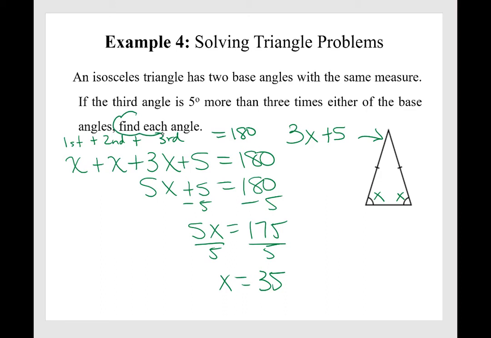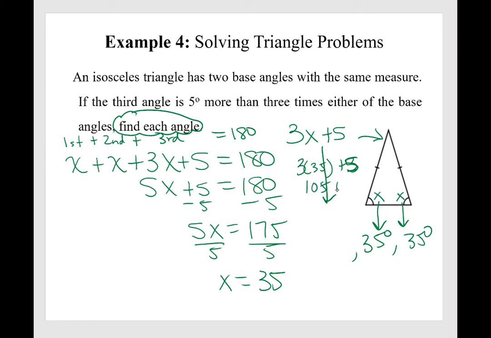And this says to find each angle. Okay, now the good news is these 2 base angles are pretty easy to find, right? They're just x. So these are 35 degrees and this one's 35 degrees. So it's just this one up here we might have to do a little bit of math. So 3 times 35 plus 5. Oops, plus 5. So 3 times 35 is 105. 105 plus 5 is 110. So there's my 3 angles.